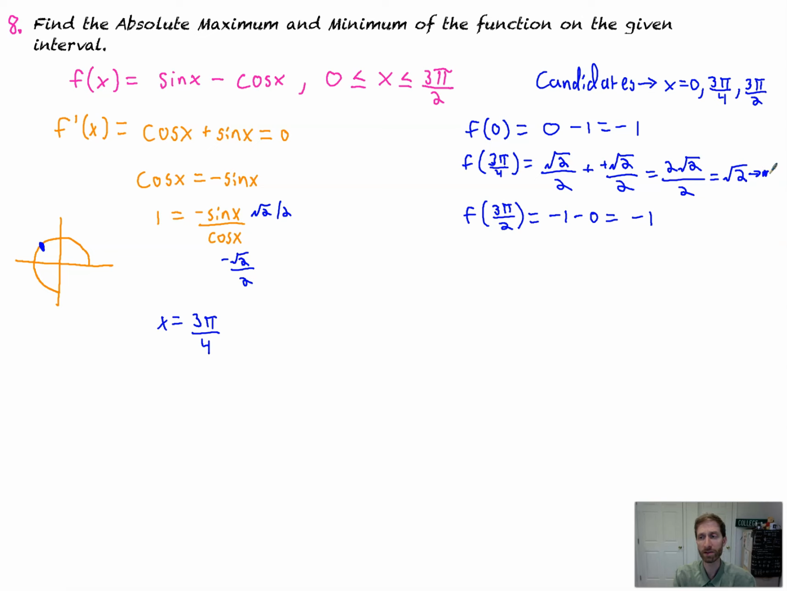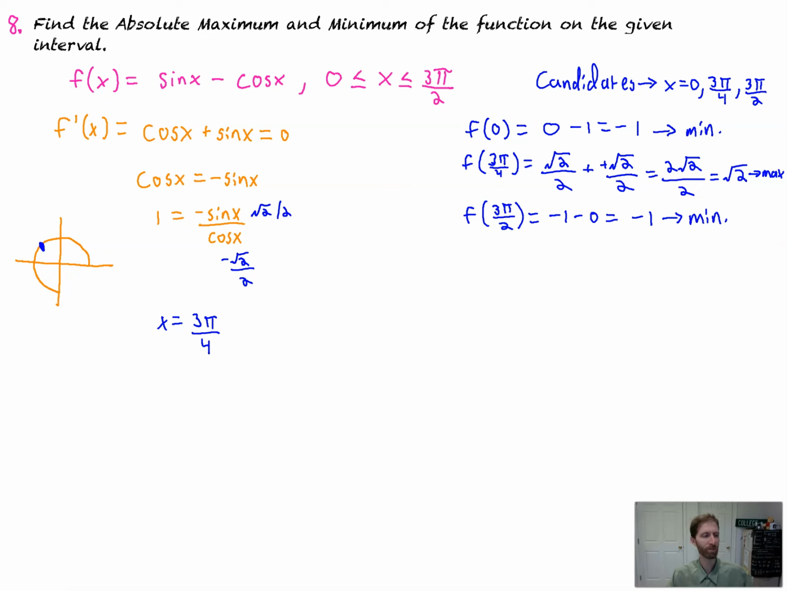So this is our max. This and this is our min. So our minimum is y equals negative 1. It occurs at both 0 and 3 pi over 2. And our maximum is the square root of 2, which occurs at x equals 3 pi over 4. Oh, it's beautiful. Absolutely beautiful.